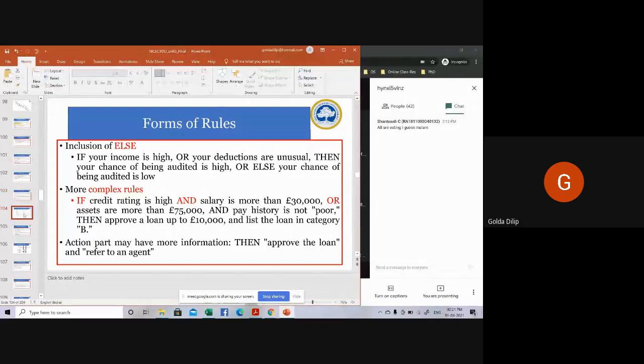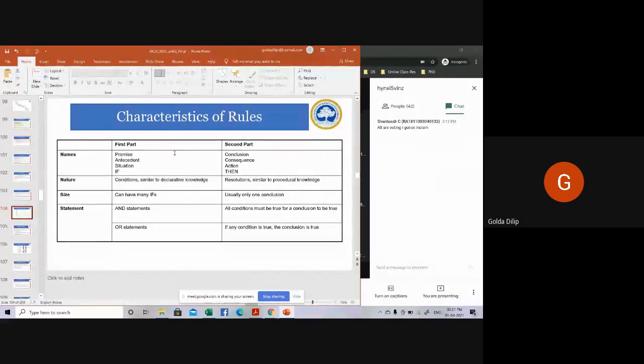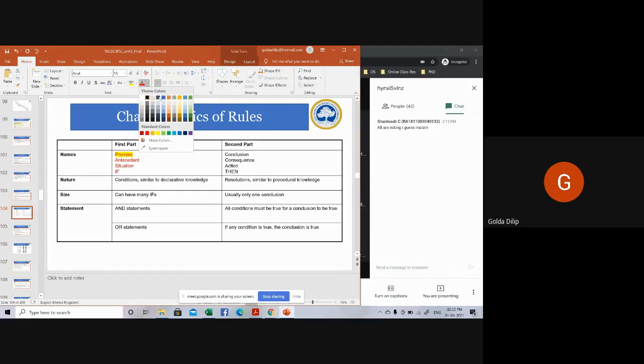Now coming to the characteristics of rules. You can see here the if part. The first part is what is called the premise. The then part is called the consequence or conclusion. Different names for it. Premise is also called antecedent, situation, or if. Consequence is also called conclusion, action. So these are the names for it.